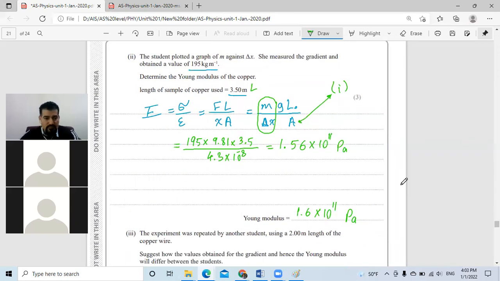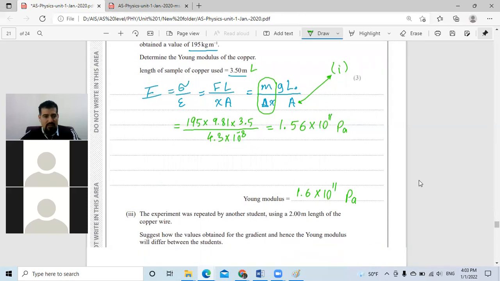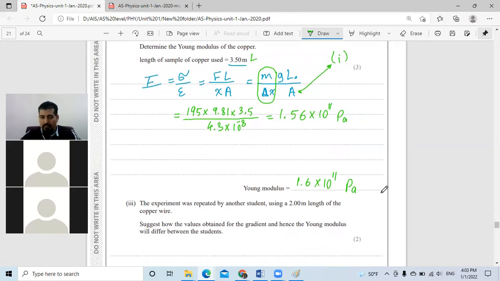Yes. Is it 5.5? I have two different answers. Is it 5.5 or 5.6? 1.55 or 1.56? Please check and tell me the answer, okay?